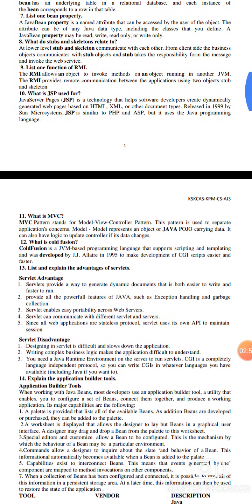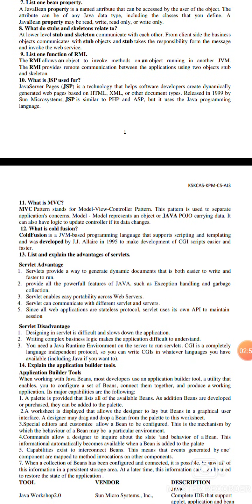9. List one function of RMI. RMI allows an object to invoke a method on an object running in another JVM, Java Virtual Machine. RMI is remote method invocation, which provides remote communication between applications using two objects, stub and skeleton. Stub is on the client side, skeleton is on the server side.